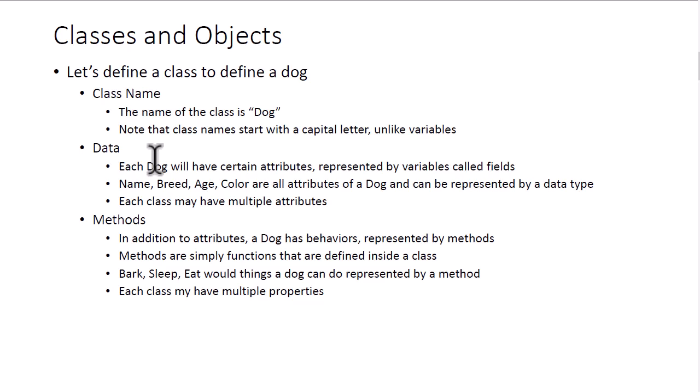So what other kind of attributes can a dog have? Well, a dog will have a name, we'll have a breed, we'll have an age, we'll have a color, probably a whole bunch of other things too, but we're just going to keep it simple for now. And you can define as many different attributes as you'd like, but we're just going to go with the 4 for now.